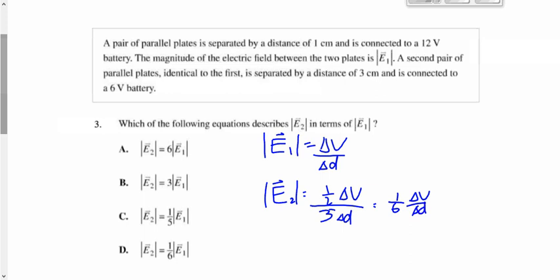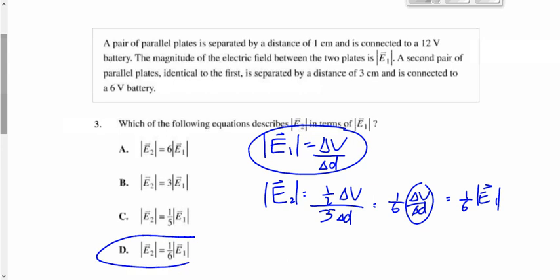And look, we know the value of delta V over delta D. It's E1. So let's just say it's a sixth of E1. So E2 in terms of E1 is 1/6 of E1. The answer is D for that one.